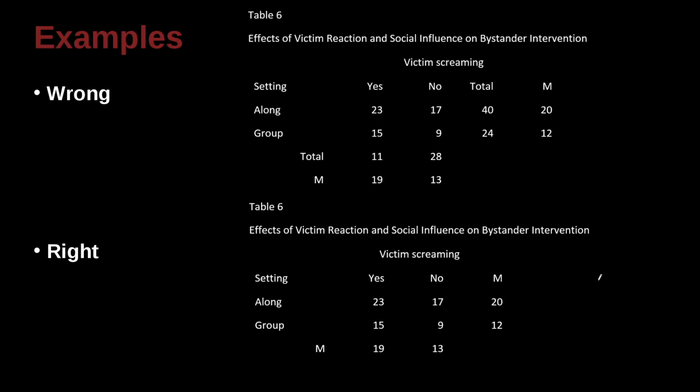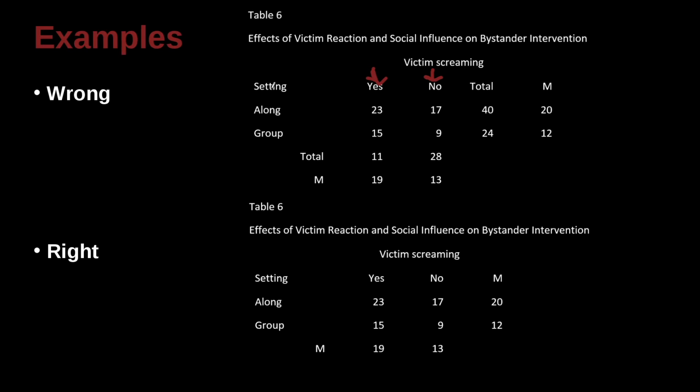Let's look at a couple more examples here. So in this one, table 6, effects of victim reaction and social influence on bystander intervention. So we have the victim screaming. So we have the column, yes, the victim screamed. No, the victim did not scream. And then over here we have a total. What's this total? That's interesting. And then we have the M over here, so the mean. And then we have a mean down here also.